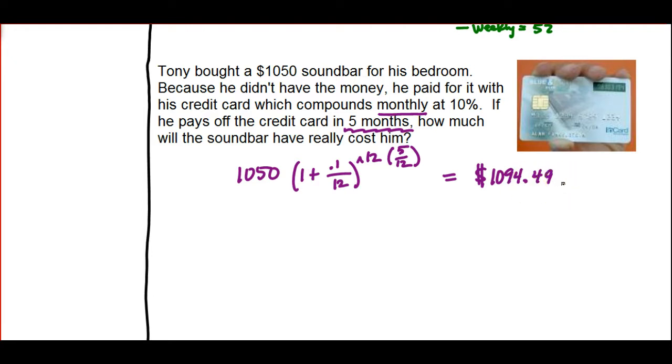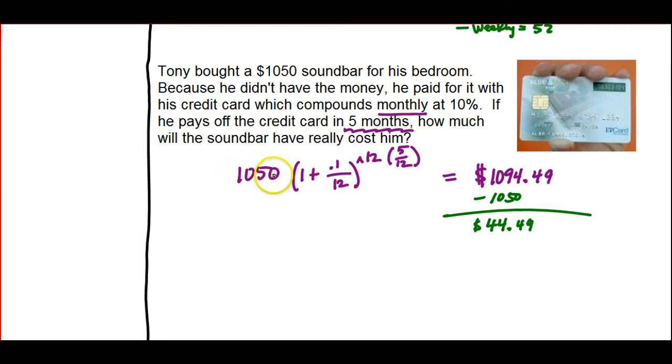So to find out now how to answer the question, how much will the soundbar have really cost him, let's subtract what he originally paid. So he originally paid $1,050. If we subtract those, it ended up being an extra $44.49. So he paid $1,050 to the credit card people.